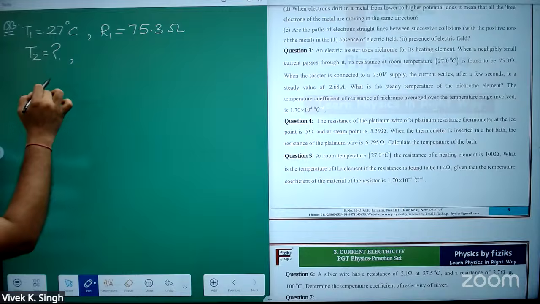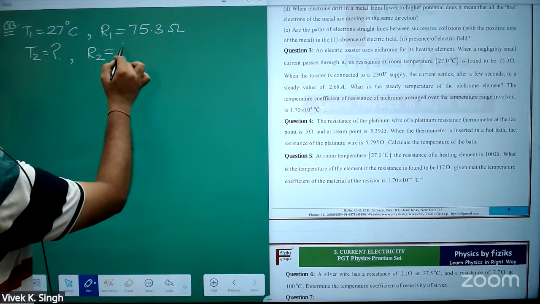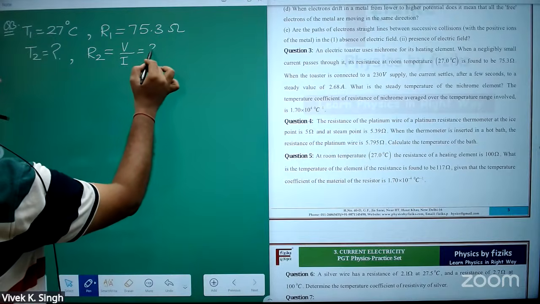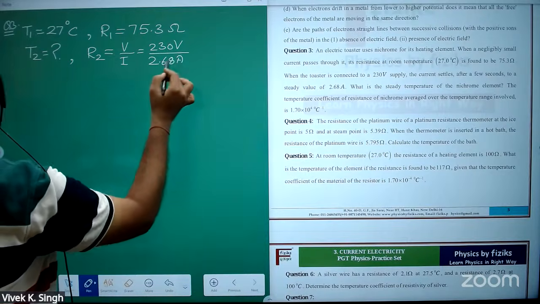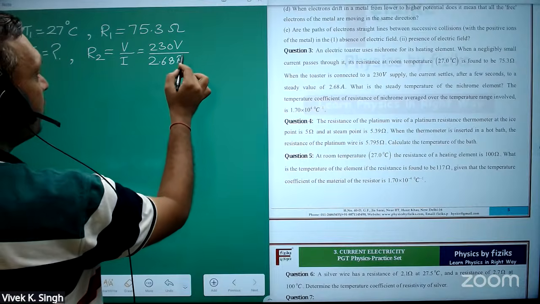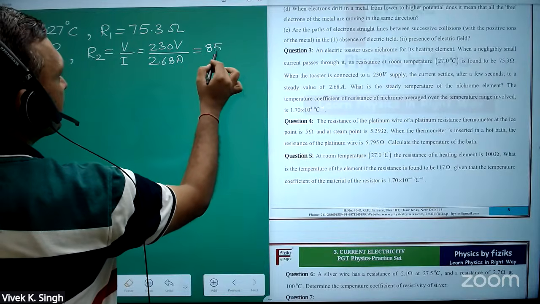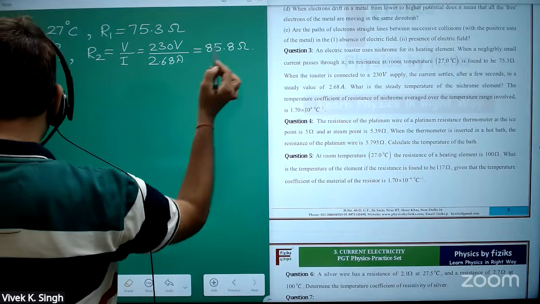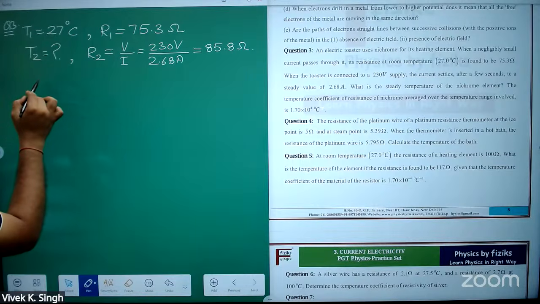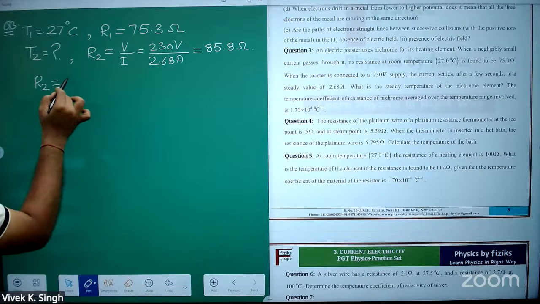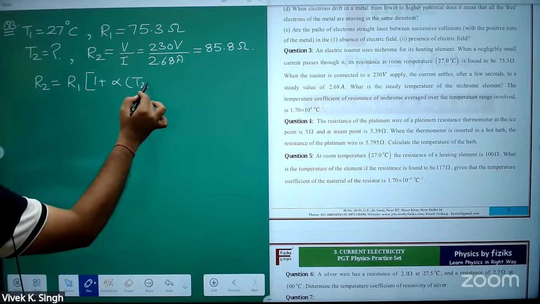At this temperature, resistance R2 is given by V by I. So this is 230 volt divided by 2.68 ampere. This value is 85.8 ohm. Now use this result: R2 is equal to R1 into 1 plus alpha into T2 minus T1.